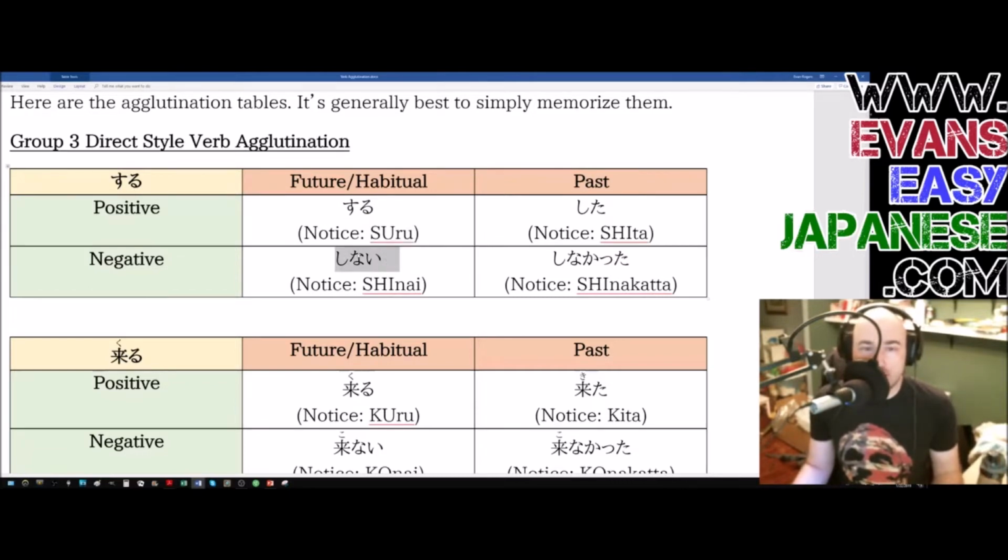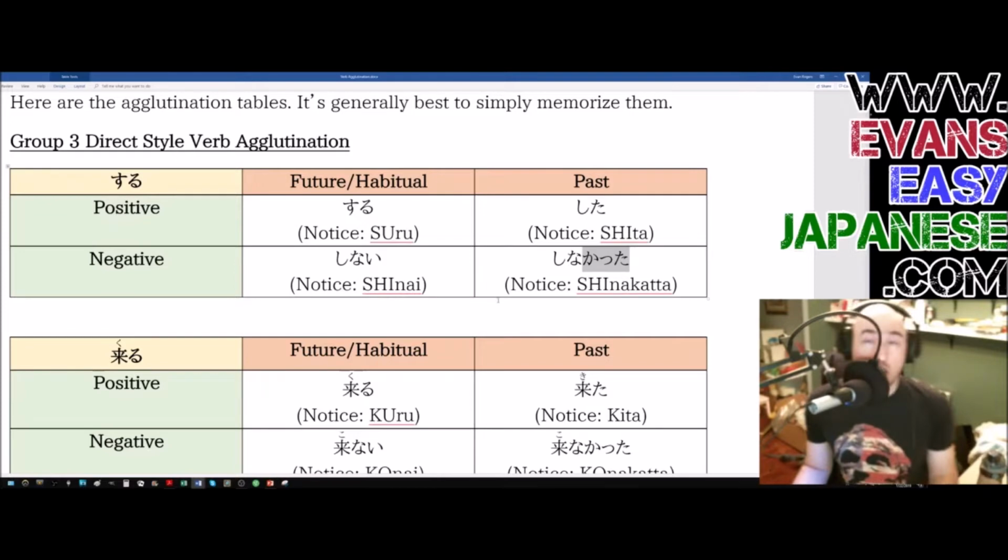So suru turns into shinai. Why does the su turn into a shi? That's weird. And then the pattern continues. Shinai is an i adjective because it ends in an i sound. The last i sound there, just blast onto a katta. So shinai turns into shinakatta.